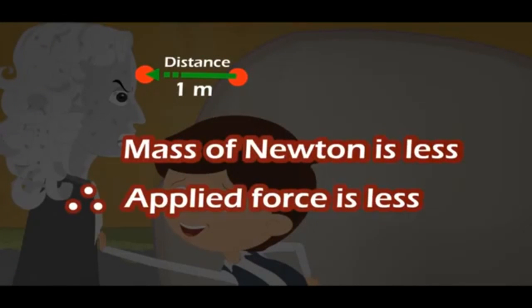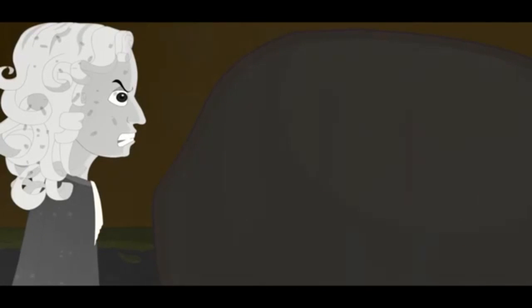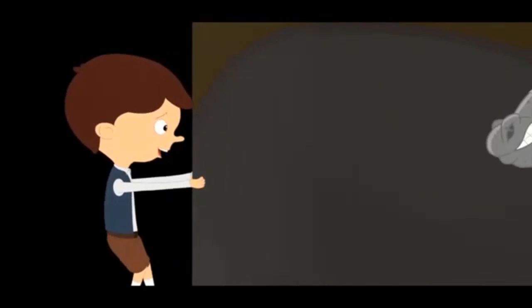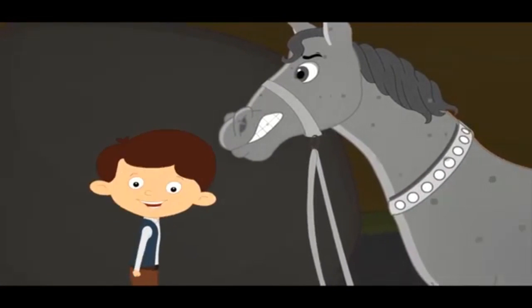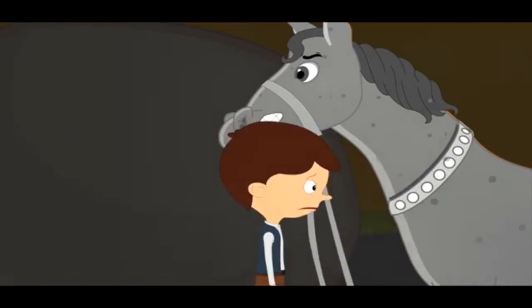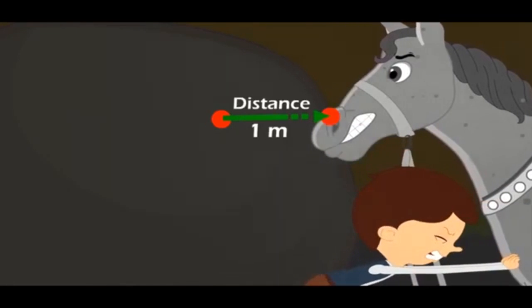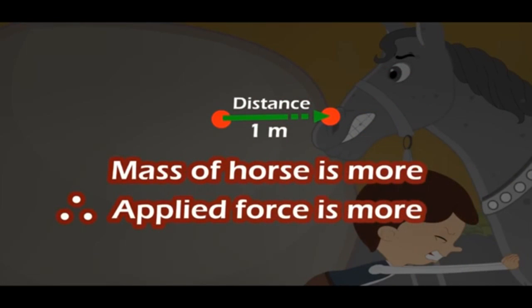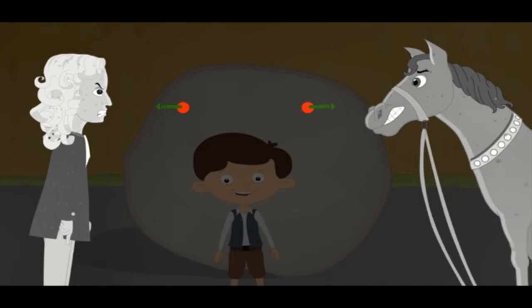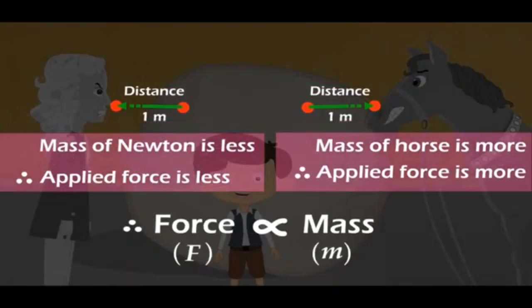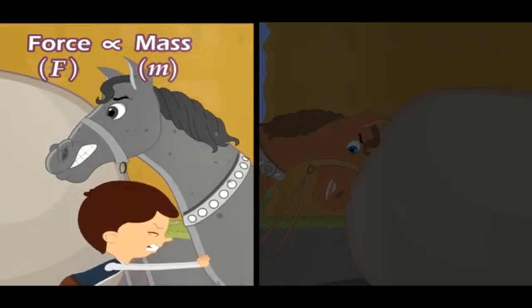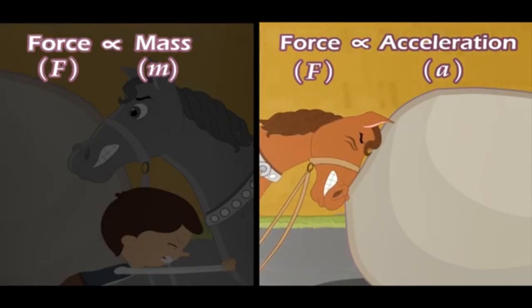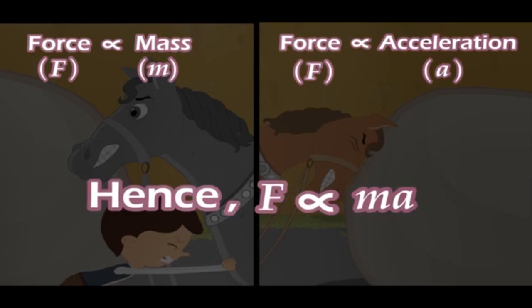Distance 1 meter. Mass of Newton is less. Applied force is less. Distance 1 meter. Mass of horse is more, therefore applied force is more. Therefore, force is proportional to mass. Hence, force is proportional to mass into acceleration. The end.